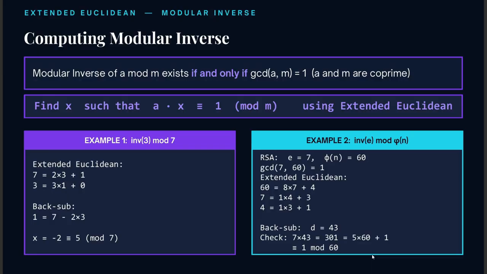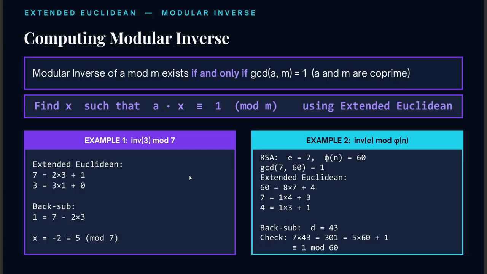Now let us understand modular inverse. The modular inverse of a number a modulo m is a value x such that a into x congruent to 1 mod m. The inverse exists only when GCD of a comma m equal to 1, meaning the numbers are co-prime.